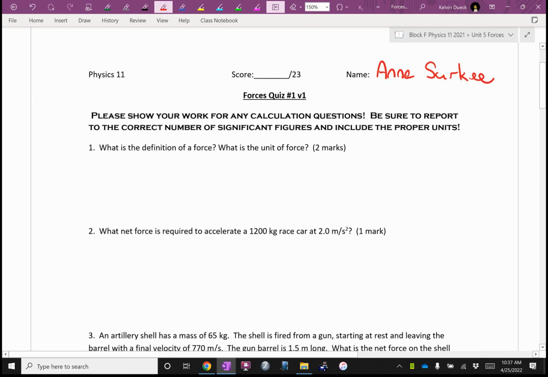Number 1 says, what is the definition of a force and what is the unit of force? Well, the unit of force is the Newton, or F equals what? I guess technically that means it's a kilogram, M, meter per second squared, A. That's what we used to write, and then we decided to name that a Newton after Sir Isaac Newton. There's a committee that decides these things.